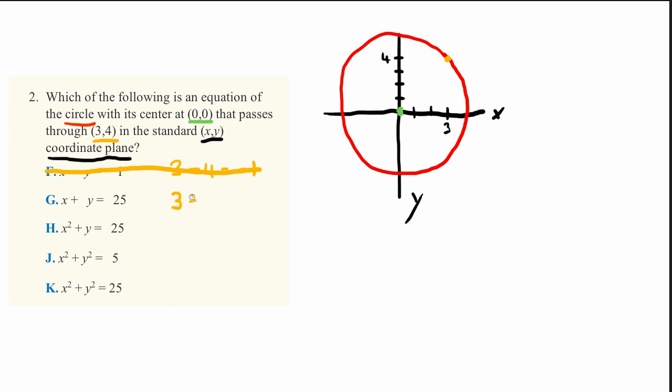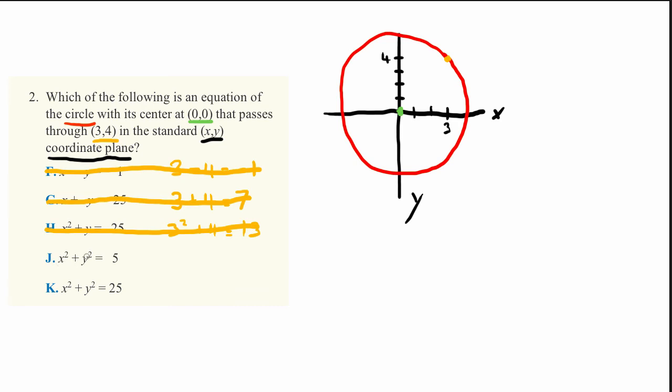3 plus 4 is equal to 7, right? That's not equal to 25 either. This is not a point on this equation, no matter what shape it makes. All right, let's keep going. 3 squared plus 4. This is 9 plus 4, which is equal to 13. That's not equal to 25. Again, this point is not on this equation, whatever shape it happens to be.